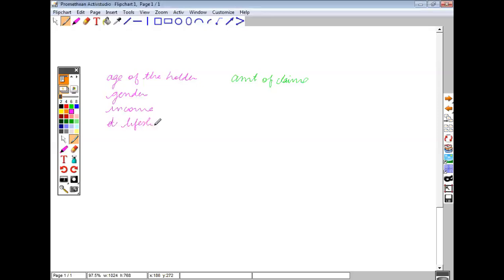If the person smokes or doesn't smoke, alcohol or not. Life expectancy, basically. Yeah, mortality rate. Anything else?